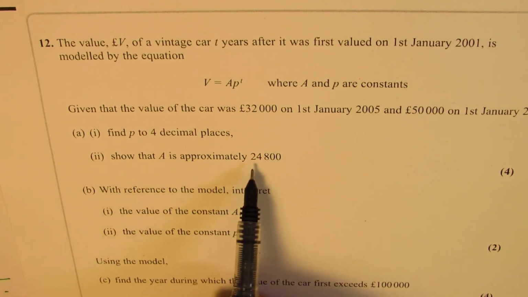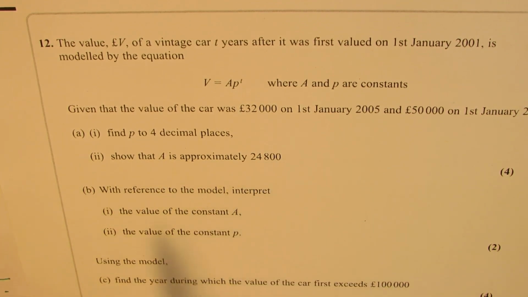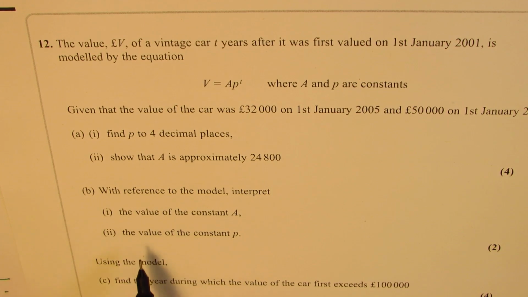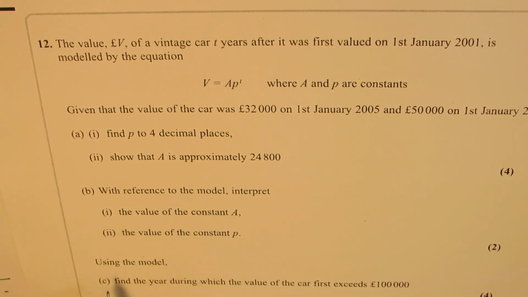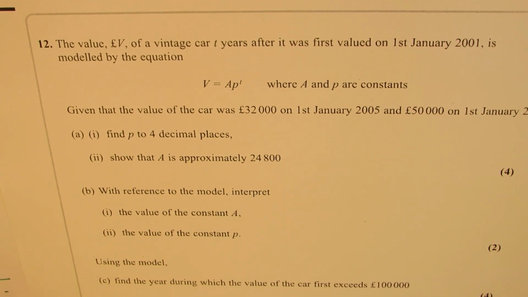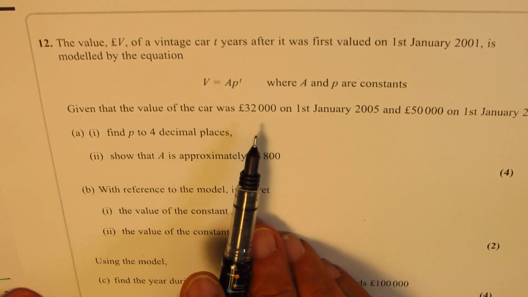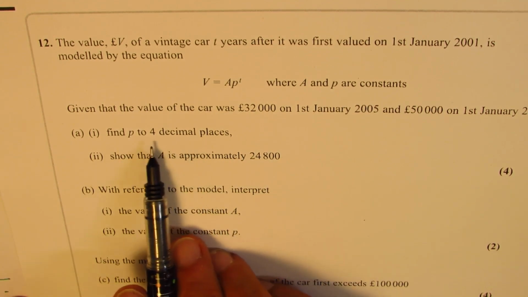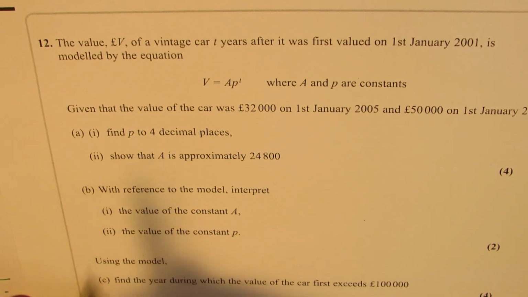Show that A is approximately 24,800. Part B is, with reference to the model, interpret the value of the constant A and the value of the constant P. Part C is, using the model, find the year during which the value of the car first exceeds 100,000 pounds. So this is fairly straightforward. Let's substitute the values given to us and find P first.